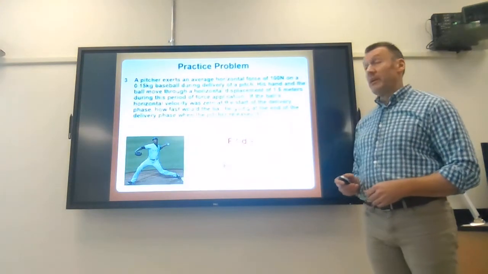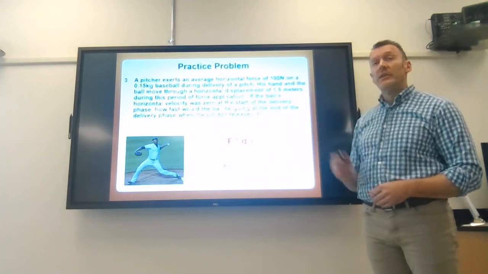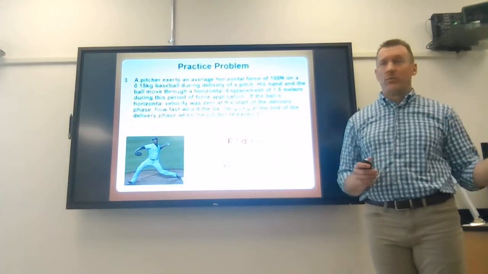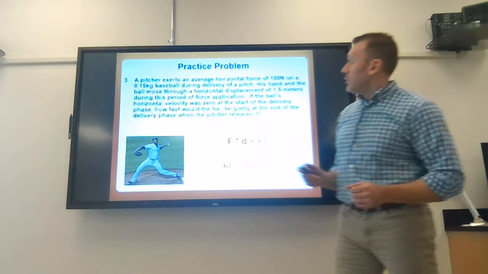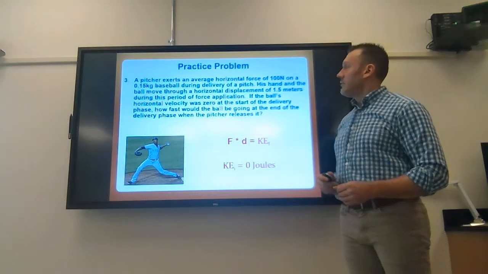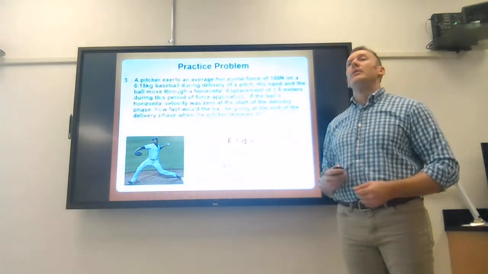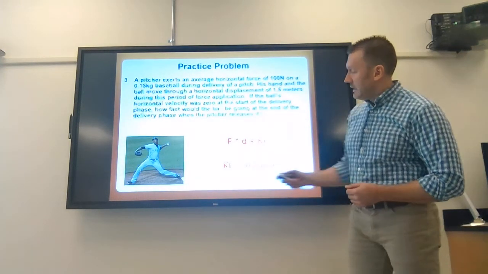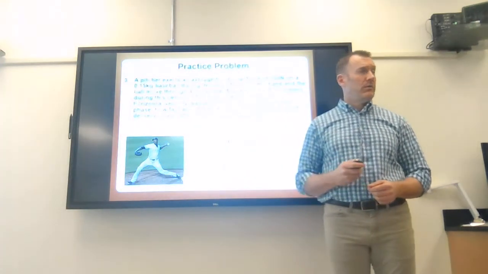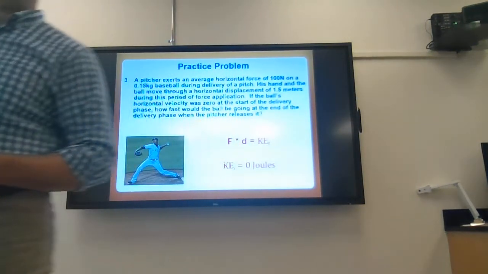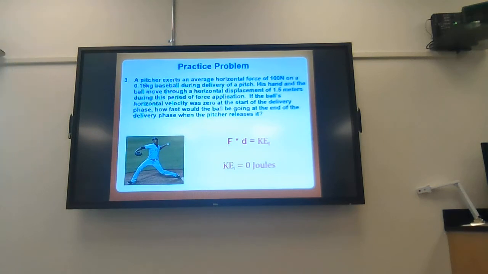So we can see there he's doing work because we have a force and we also have a displacement. So right there, you've got your work during the period of force application. If the ball's horizontal velocity was zero at the start of the delivery, prior to initiating the windup, the ball has a velocity of zero, that's going to give it a kinetic energy of zero. Do you remember what kinetic energy is equal to? Yes, good. One half mass times velocity squared is equal to kinetic energy.